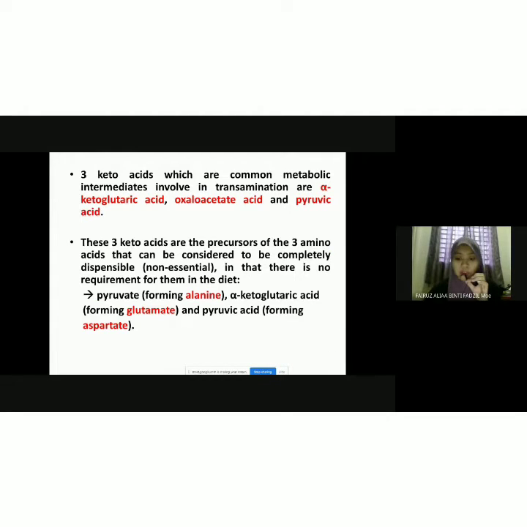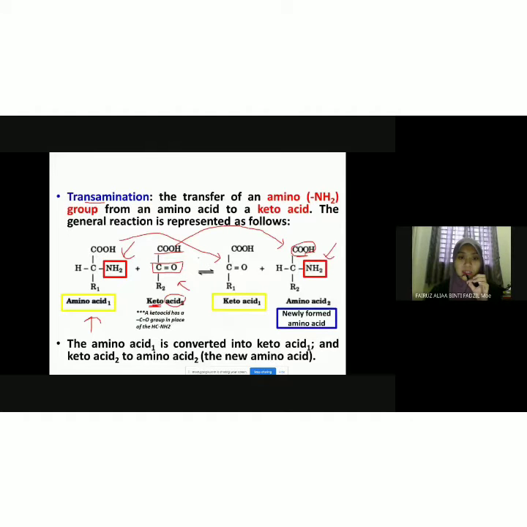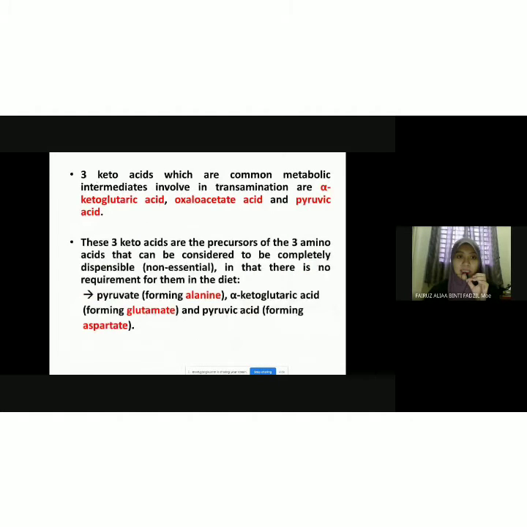So for the keto acid, the keto acids that are common for this process are only three: alpha ketoglutarate, oxaloacetate, and also pyruvic acid. We have already learned about all these three acids. Where do we find these three keto acids? In glycolysis and the Krebs cycle.